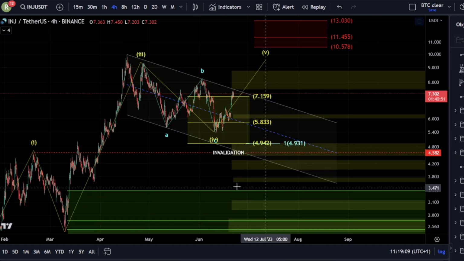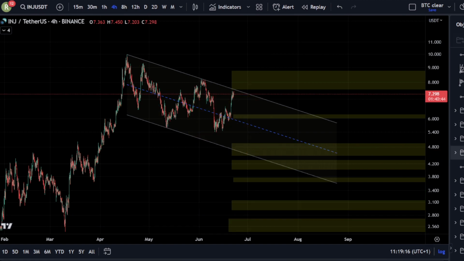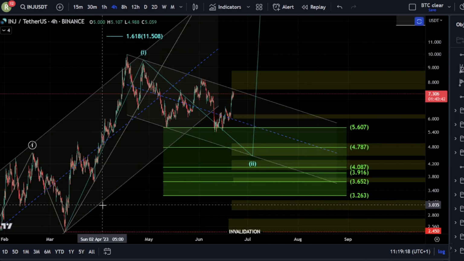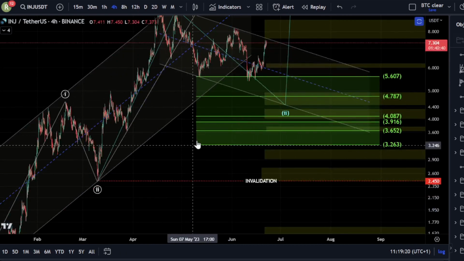These are relying on two things. On the extended wave 1, we cannot cross this 458, and on the idea that we have an additional 1-2-1-2, we cannot cross this 245.